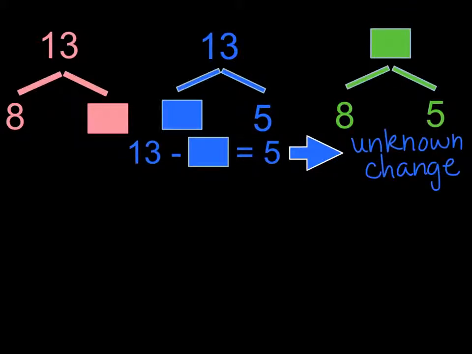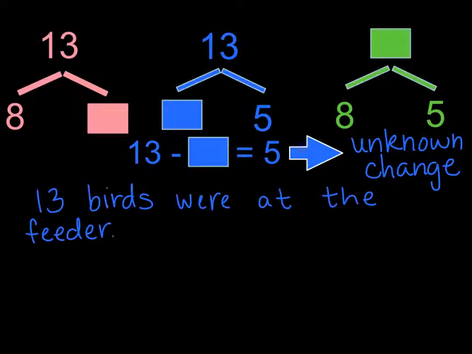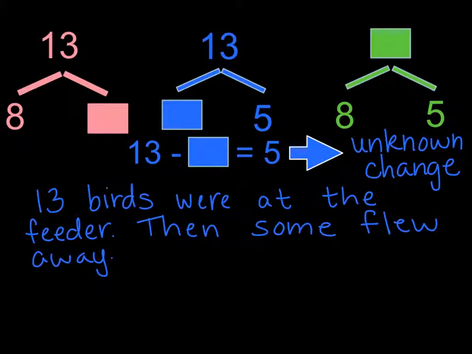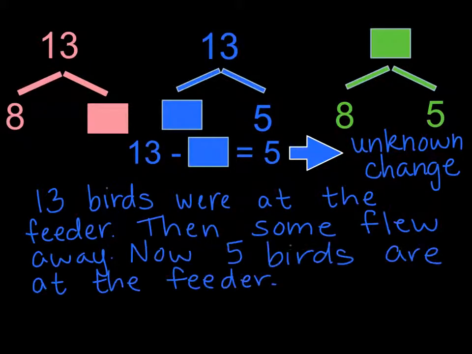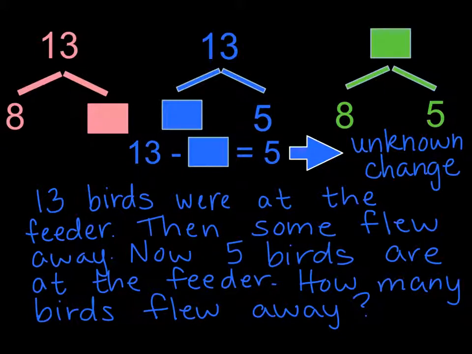Here is my story problem for the unknown change. 13 birds were at the feeder. Then some flew away. Now 5 birds are at the feeder. How many birds flew away? This story problem is an example of an unknown change minus story problem.